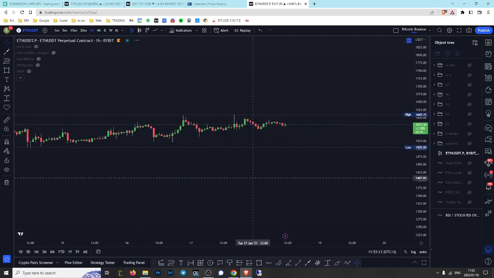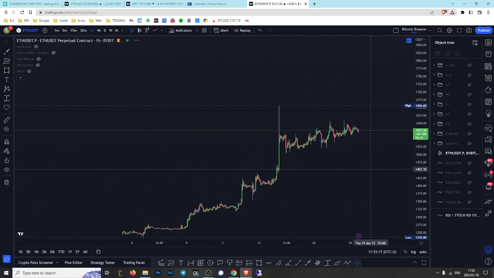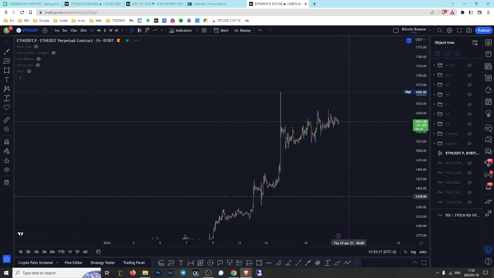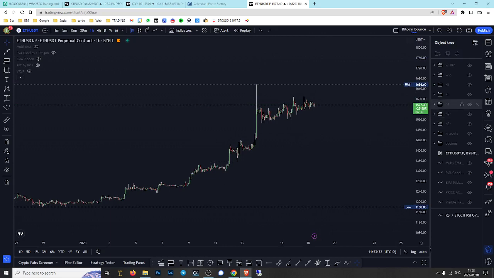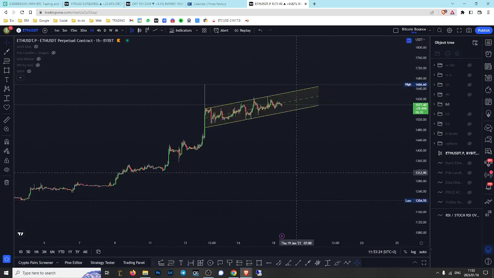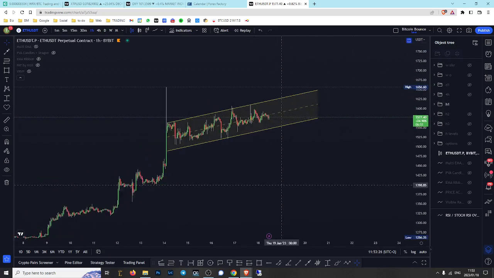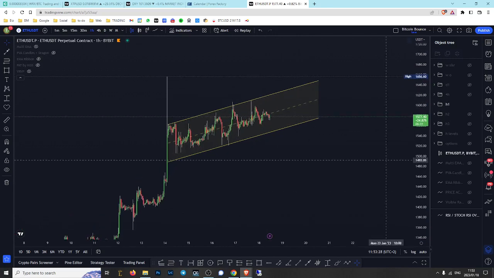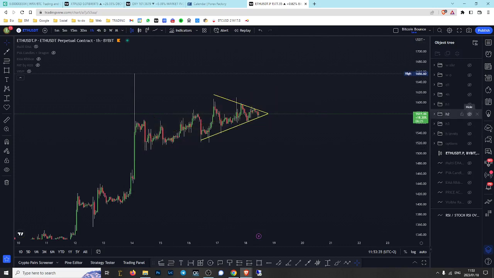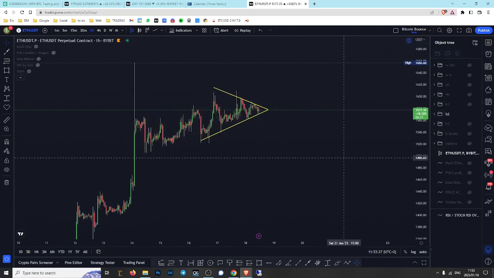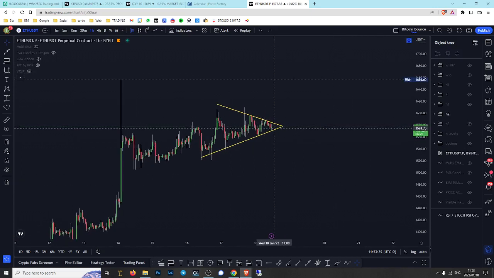Then on the 1 hour, there's always a bit more that one can find. So first of all, I found another parallel channel. You can see that I like parallel channels. They work very well for me, so I always look for them first. So there's this parallel channel on the 1 hour, then also a symmetrical triangle on the 1 hour, which is still holding and now getting to a point of breakout.